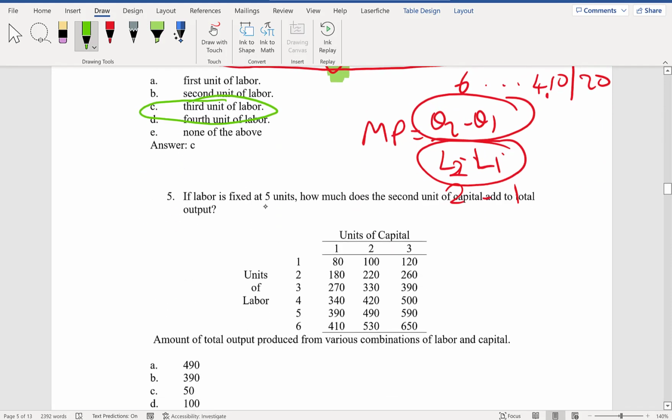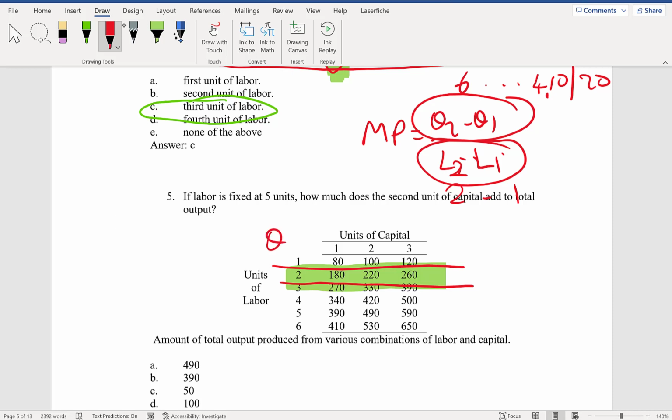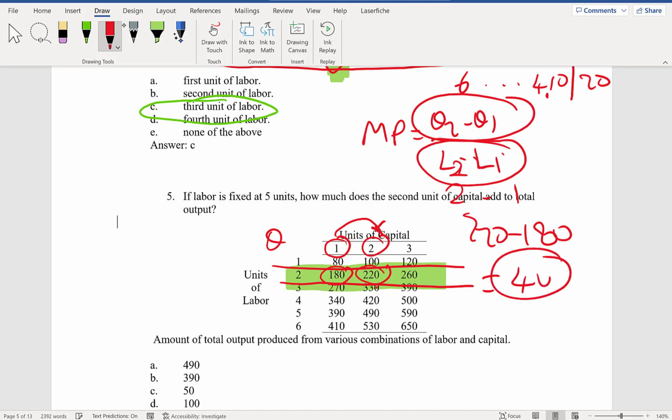Question number 5. If labor is fixed at 5 units, how much does second unit of capital add to the total output? Again, we're going to fix labor. Let's highlight this. It's asking you, how much does the second unit of capital add to the total output? First capital with the 2 units of labor produces 180. Second, 2 of them produce 220. So 1 to 2, 220 minus 180, it's going to be 40 units.